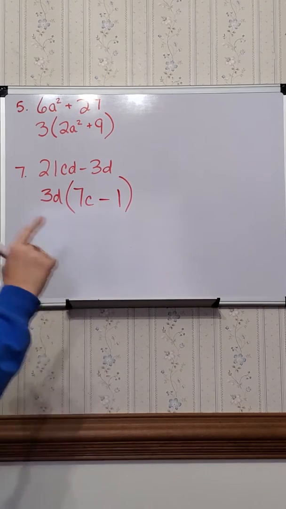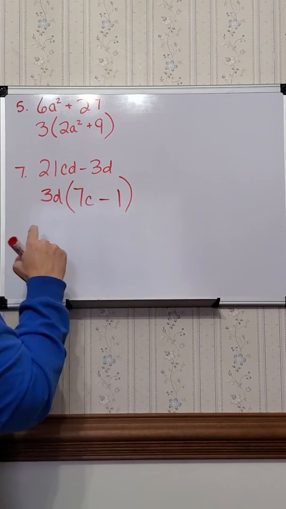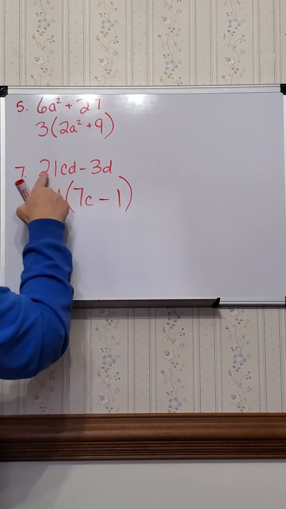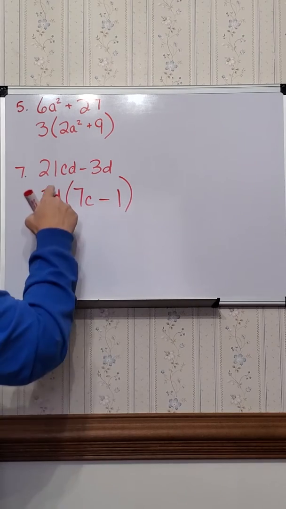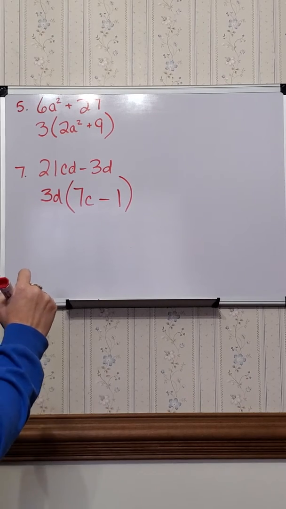Now, the way you check yourself is you're going to go back and you're going to multiply these. So 3D times 7C is going to give me 21CD. 3D times 1 gives me that 3D. So always just check yourself and make sure you're doing good.